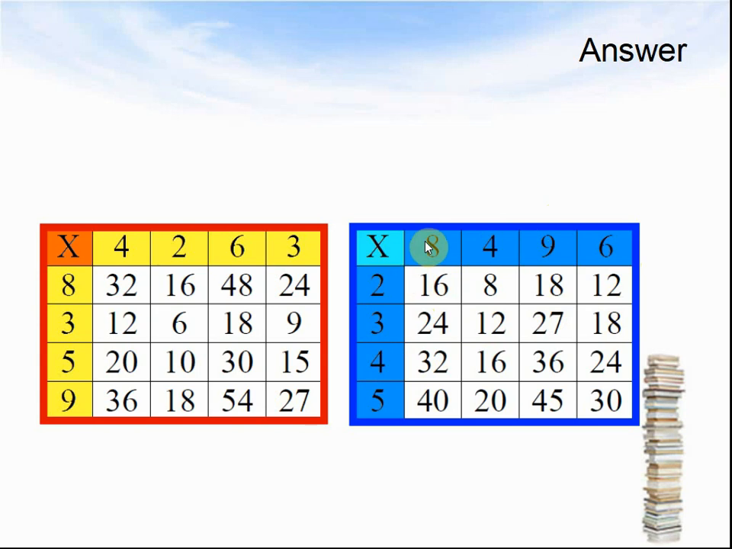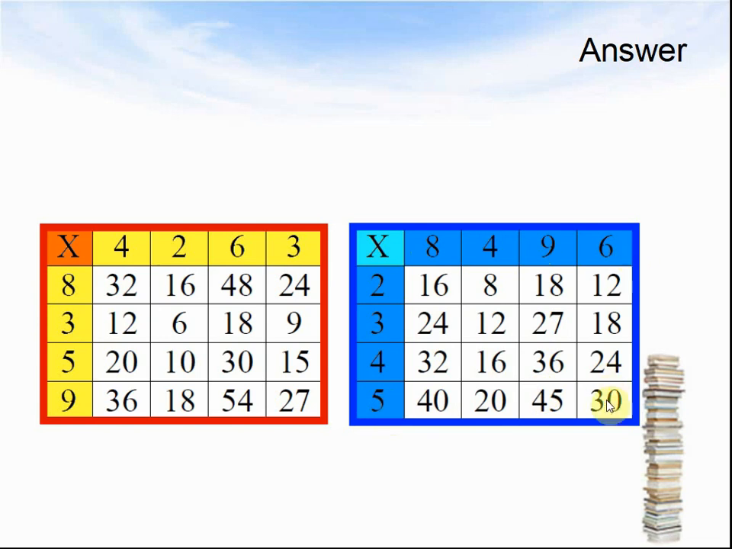4 times 8 is 32. 4 times 4, 16. 4 times 9, 36. 4 times 6, 24. 5 times 8 is 40. 5 times 4 is 20. 5 times 9 is 45. 5 times 6 is 30.